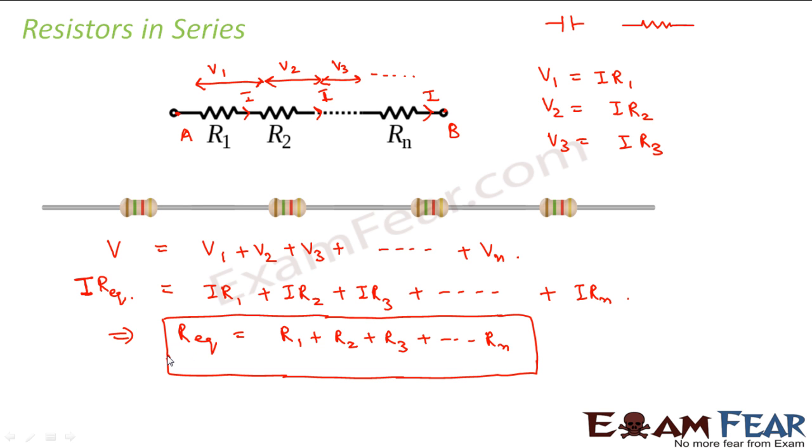Now this is opposite to that of capacitors. In case of capacitors, when capacitors are connected in parallel, the equivalent capacitance of the circuit is equal to the sum of the capacitances, right? So this is a major difference between resistors and capacitors. So please do not get confused.